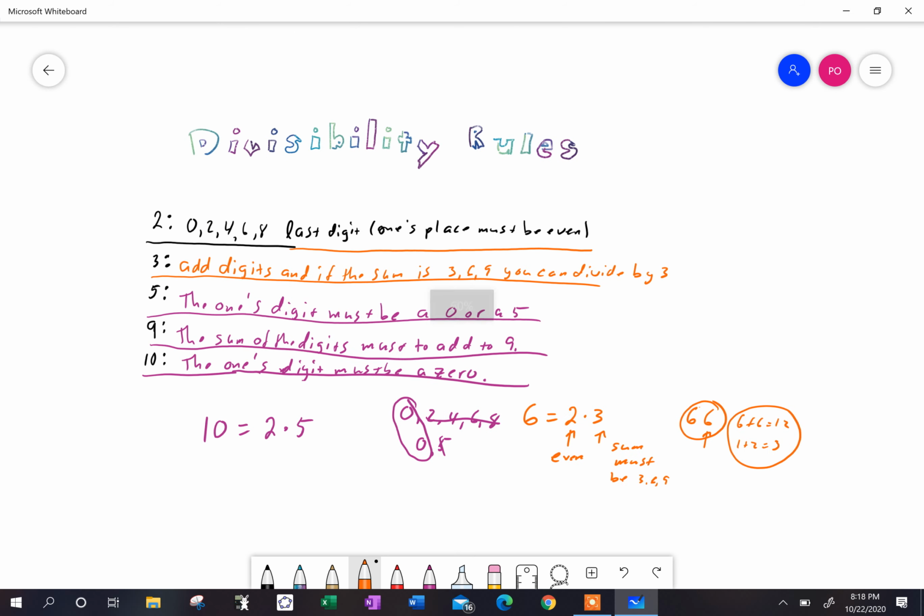All right, so that's that. I went through this pretty quick, but it's something worth knowing, and you'll use it when we're doing prime factors.